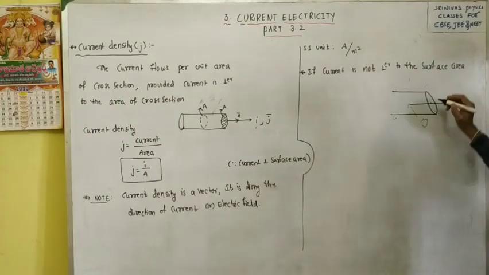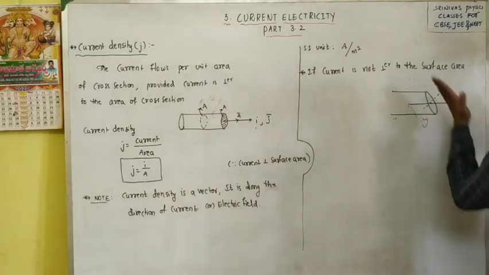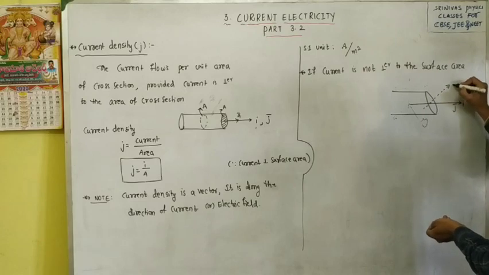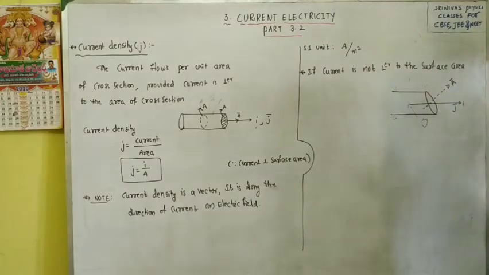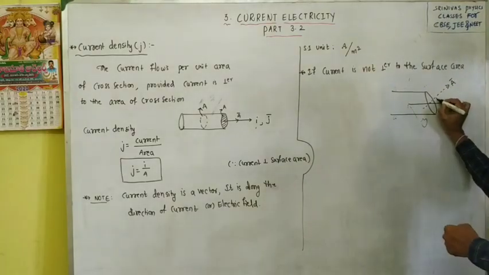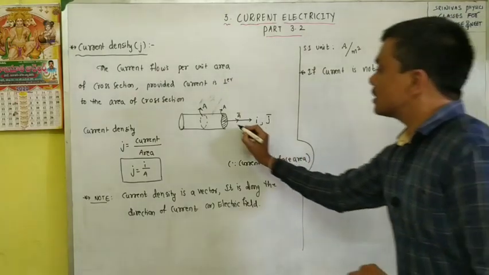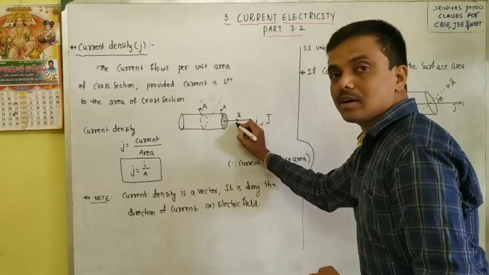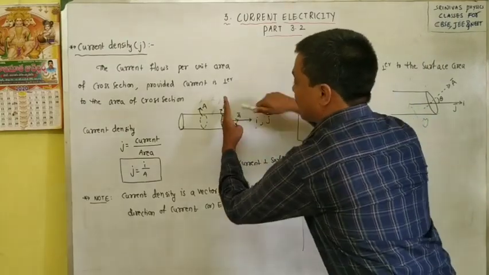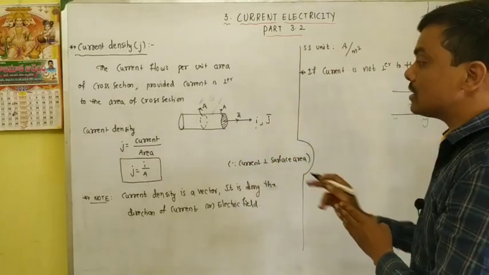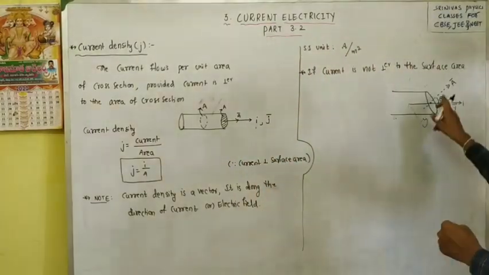Now the area vector is perpendicular to the surface. This side the area vector will be there. The area is like this, and perpendicular to the area means it will be along this direction. This is the area vector, right? Now there is some angle between the area vector and current density. That is theta. In the earlier case, the area vector is to the right, perpendicular to the surface, and the current is also to the right. Then there is no angle between them. But here there is some angle.